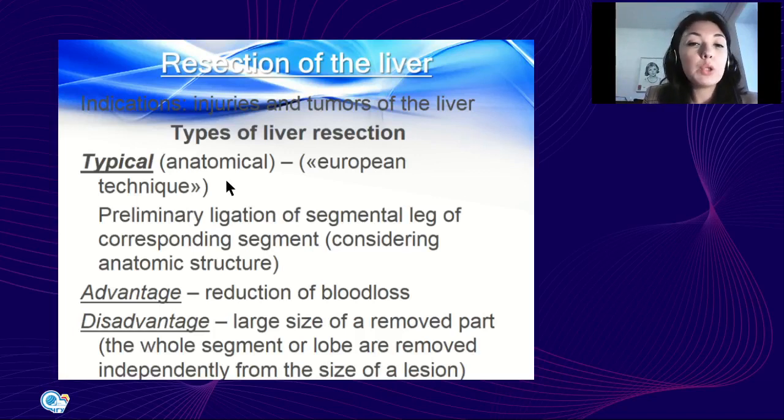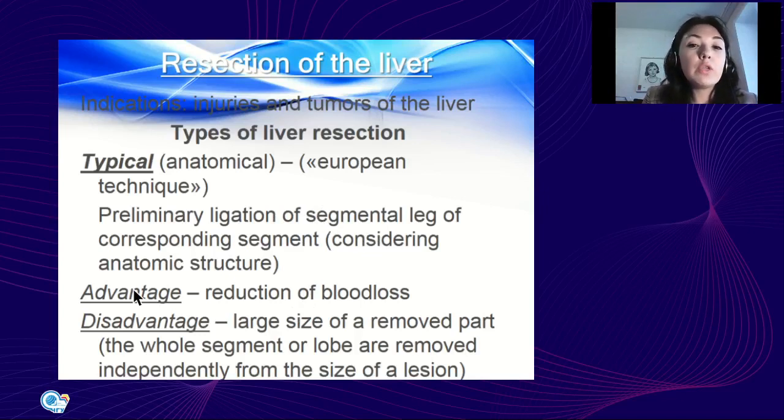So typical or anatomical resection, it's also known as European technique. It is a resection within the limits of the segment or sector or lobe of the liver. So it includes preliminary ligation of the segmental or lobar or sectoral leg of the corresponding segment or sector or lobe. So anatomical resection, when we follow boundaries of the segment. So we consider anatomic structure, we consider blood supply and outflow of the bile.